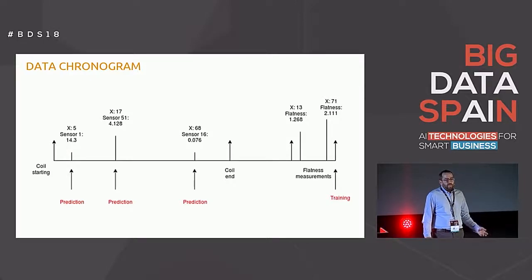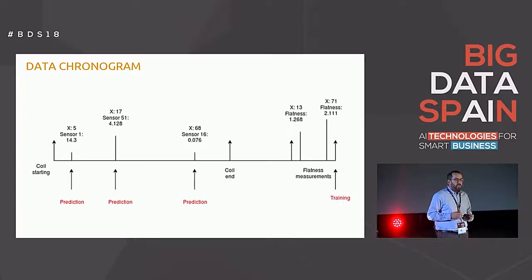When do I train the model? I train the model when I have all the information at the end. At the end, I receive the real flatness values, and with these values, I can train with all the events received during the coil production.